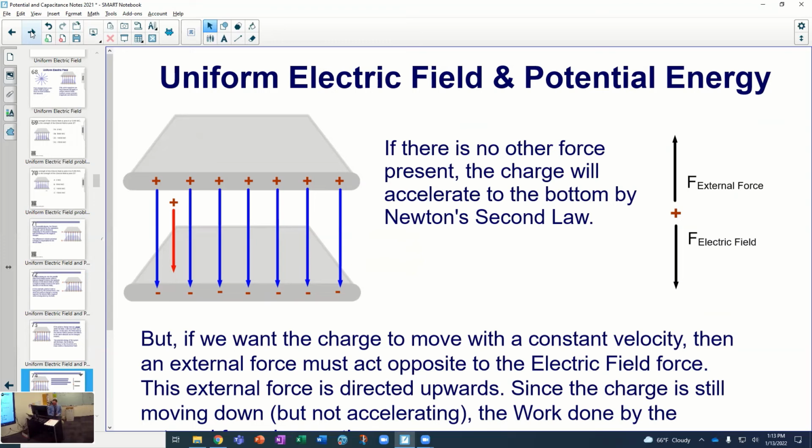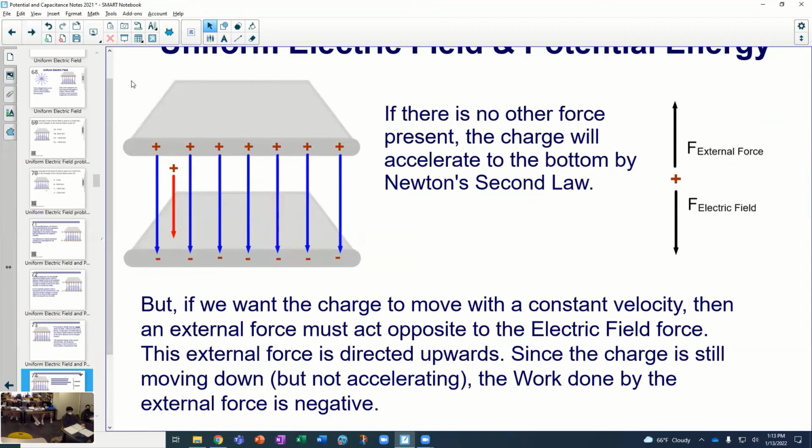All right. Let's see. I think we're at Ian, right? Yeah. If there is no other force present, the charge will accelerate to the bottom by Newton's second law. But if we want the charge to move with a constant velocity, then an external force must act opposite to the electric field force. This external force is directed upwards. Since the charge is still moving down but not accelerating, the work done by the external force is negative.